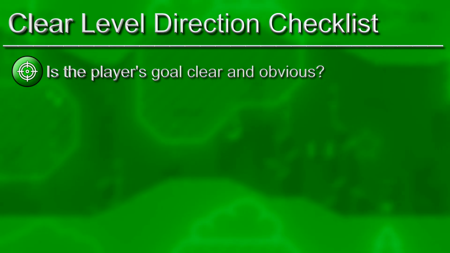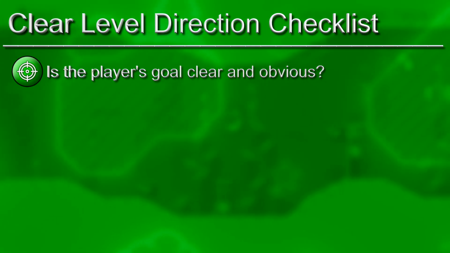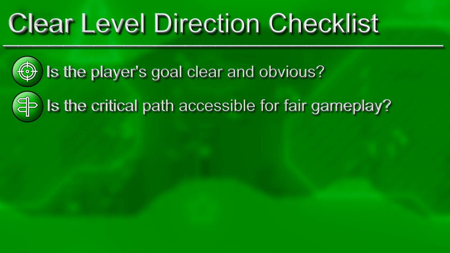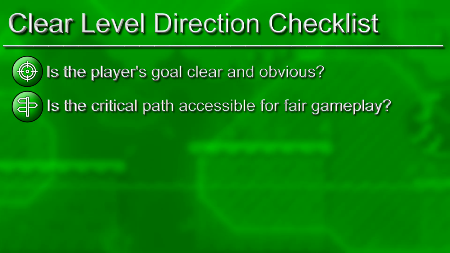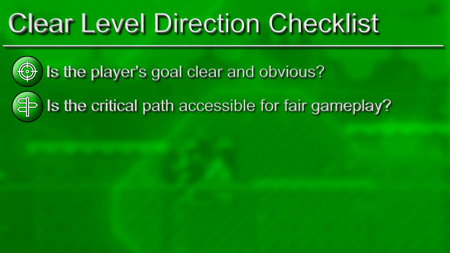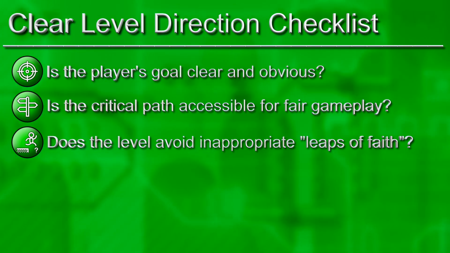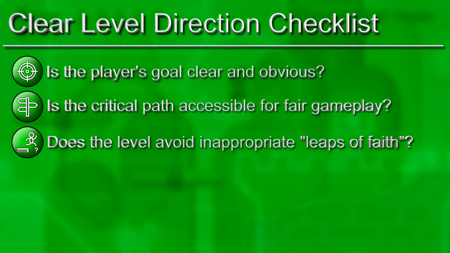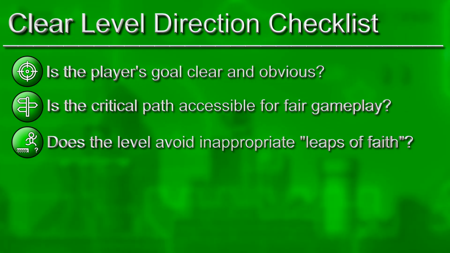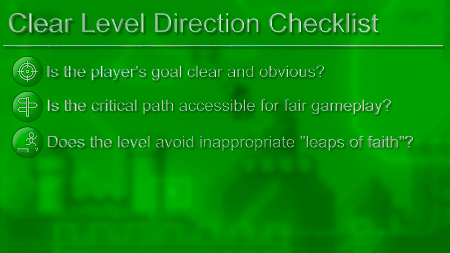With all that said, let's take a look at our clear level direction checklist. Is the player's goal appropriately clear and obvious? Is the critical path obvious and accessible enough for fair gameplay? Does the level avoid inappropriate leaps of faith, especially for the critical path? Enough about clear level direction. Let's move on.